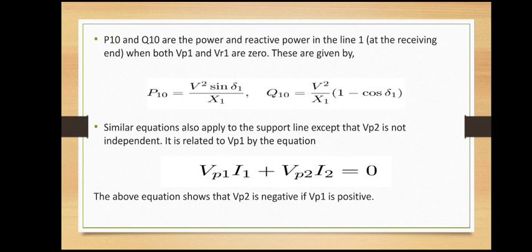Similarly, the equations for the support line 2 are the same, except that Vp2 is not independent, it is related to Vp1 by the equation. Therefore, Vp1 into I1 plus Vp2 into I2 is equal to 0. The above equation shows that Vp2 is negative if Vp1 is positive.